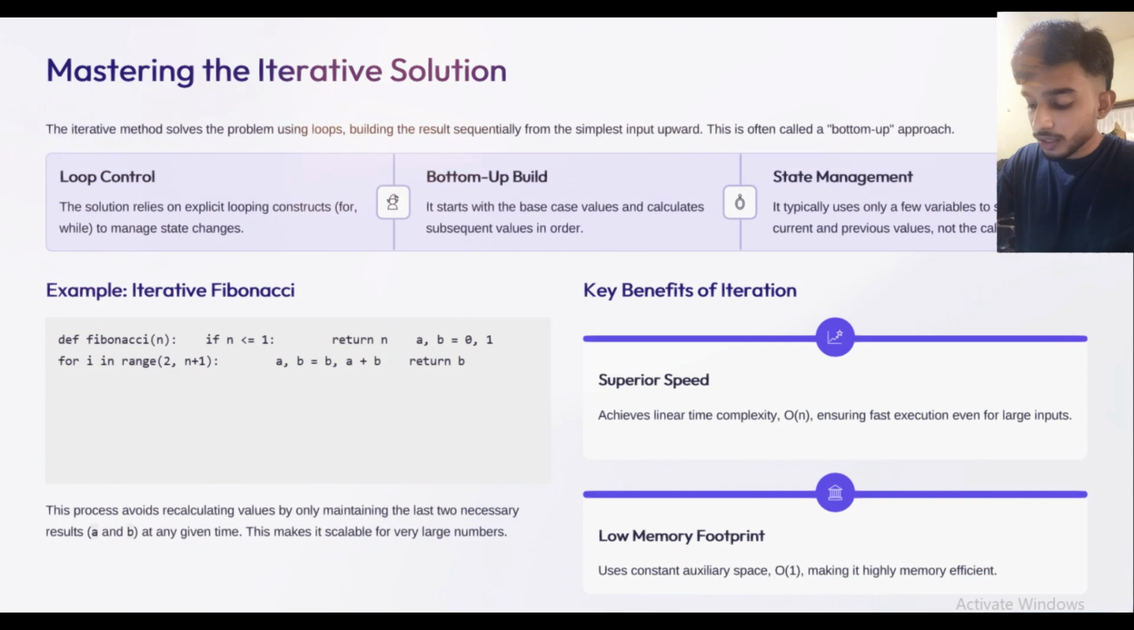Now we can see the iterative solution. It uses a loop to solve the problem step by step, building up the solution from the bottom up. Iterative solutions also have some advantages and disadvantages. Advantages are memory friendly, fast, and good for large numbers. Disadvantages are less elegant and more code.